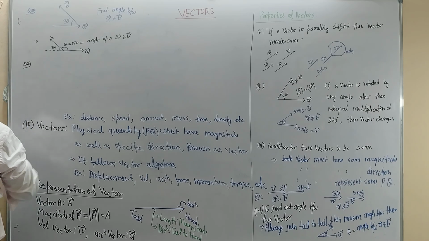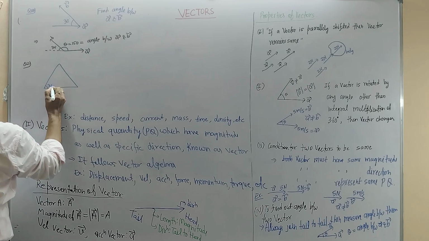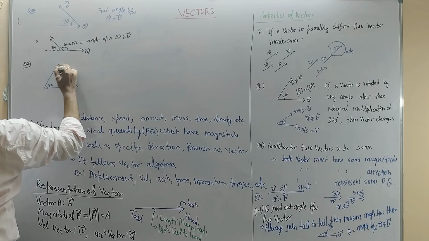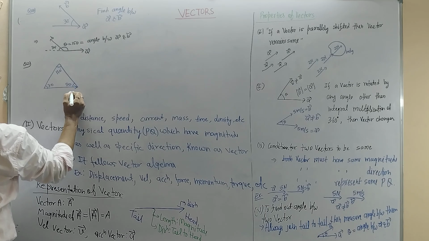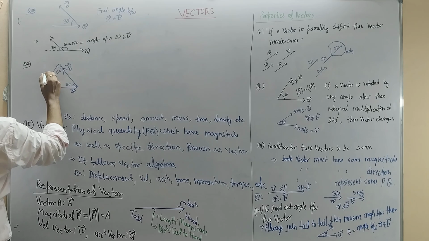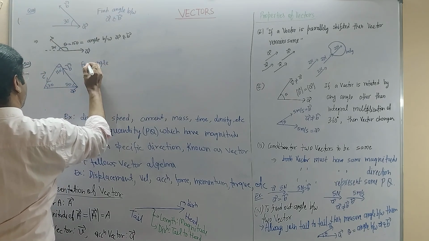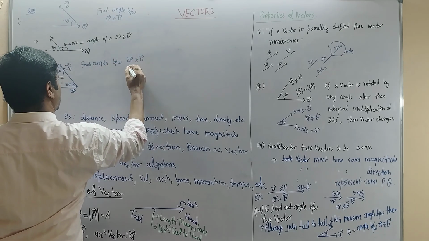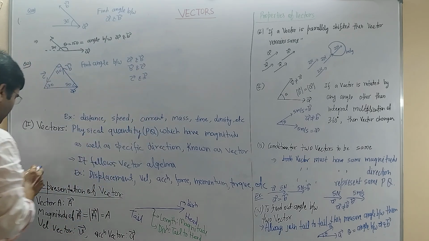Similarly, one more question. Let's take these angles as 30, 50, 80, and let's take 120. Let's say this is vector A, this is vector B, and this is vector C. Find the angle between vector A and B, vector B and C, vector C and D. So how will you find it out?